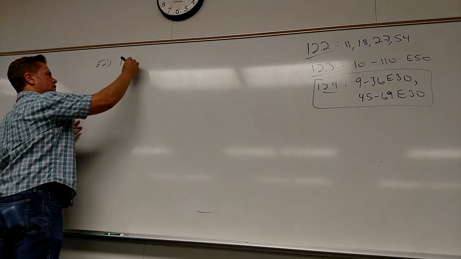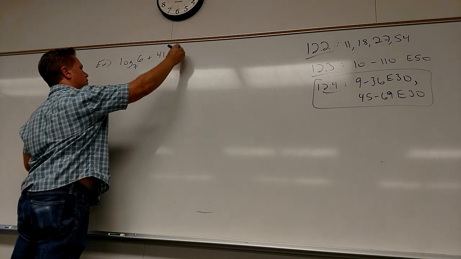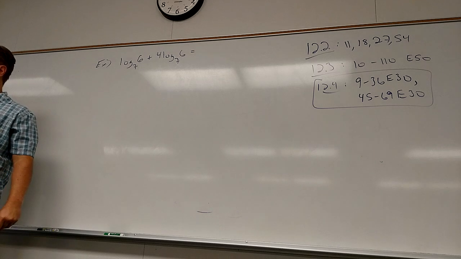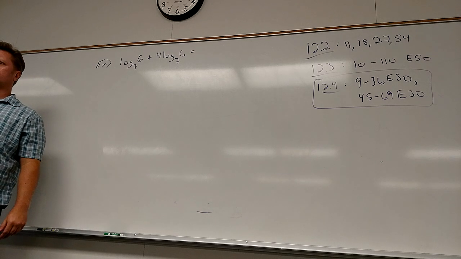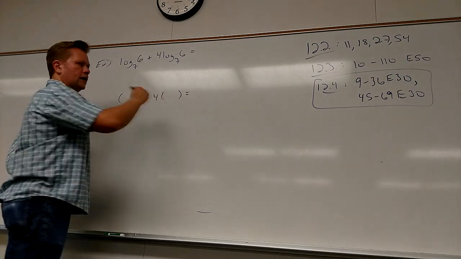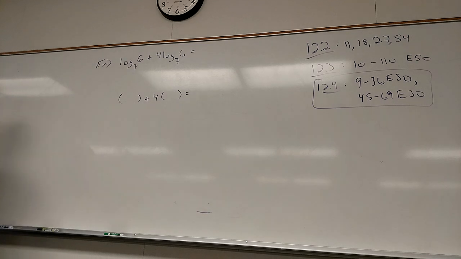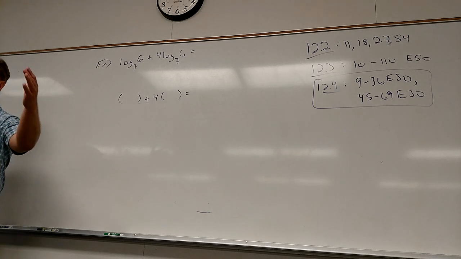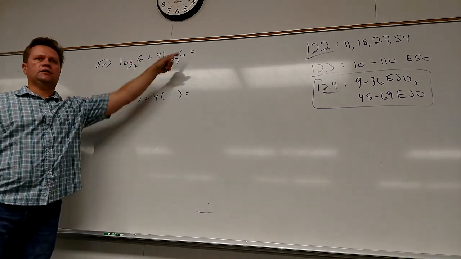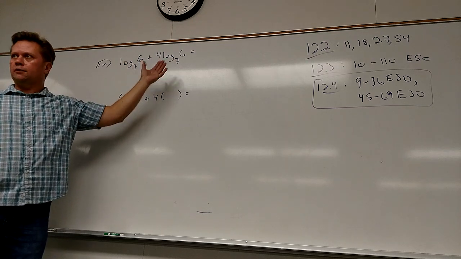If I have log base 7 of 6 plus 4 log base 7 of 6, if I have something plus 4 somethings, that means I have 5 somethings. So if I have one of these plus 4 of these, I now have 5 of those. Why am I allowed to add these together directly, just straight up add them?